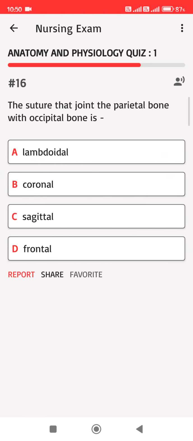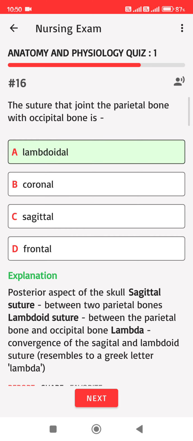The suture that joins the parietal bone with occipital bone is A. Lambdoidal, B. Coronal, C. Sagittal, D. Frontal. Correct answer: A. Posterior aspect of the skull: sagittal suture, between two parietal bones; lambdoid suture, between the parietal bone and occipital bone; lambda, convergence of the sagittal and lambdoid suture, resembles the Greek letter lambda.